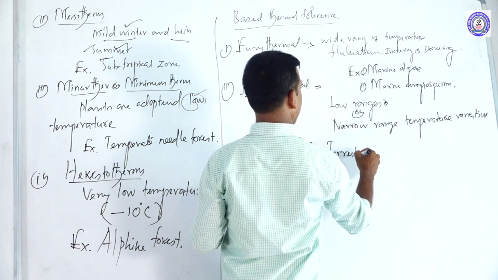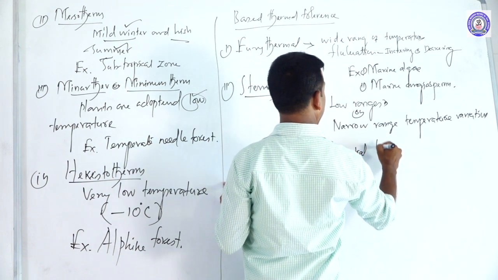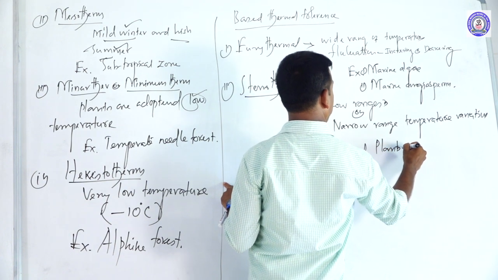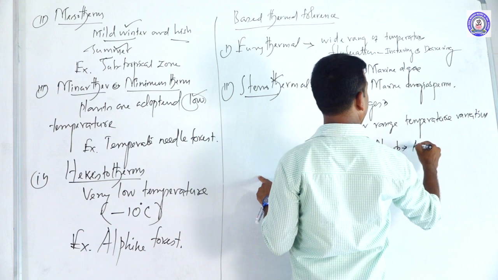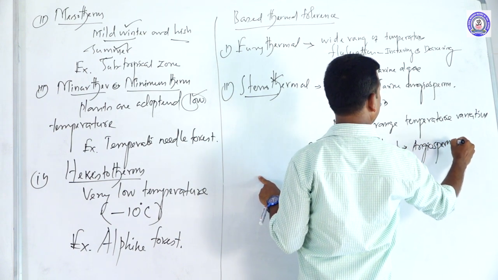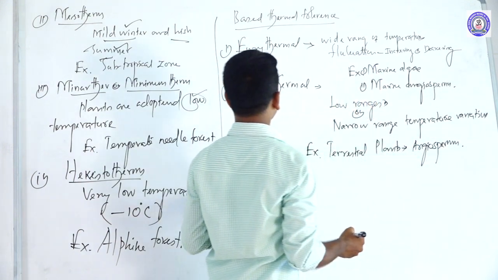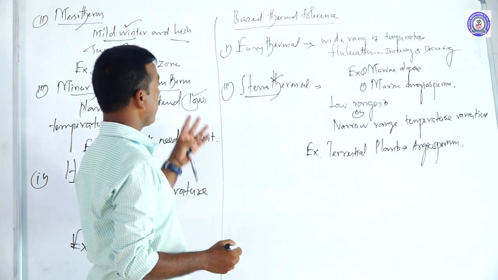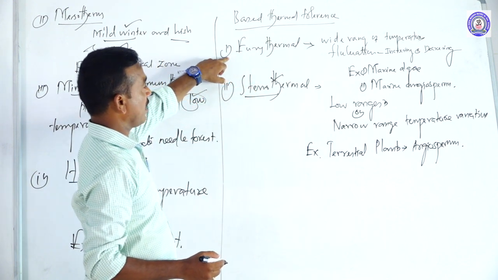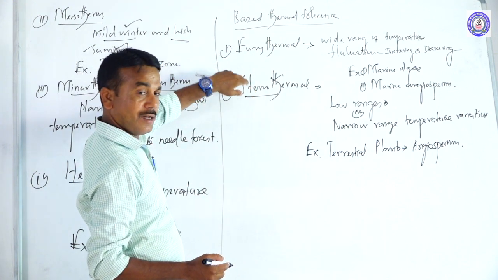Terrestrial plants, particularly angiosperms. So these are the things to discuss. Based on thermal tolerance, the plants can be classified as eurythermal and stenothermal.